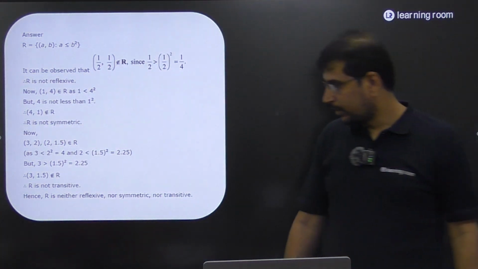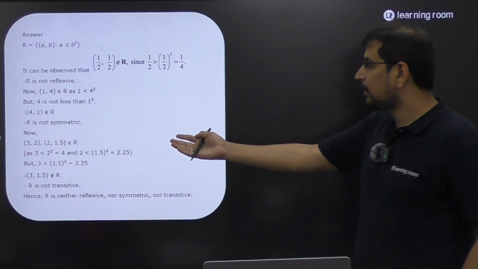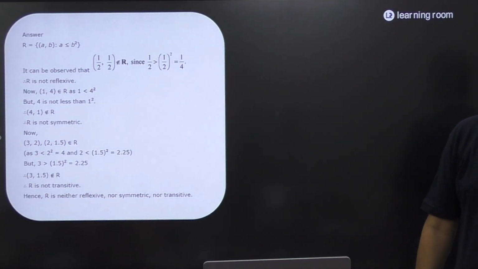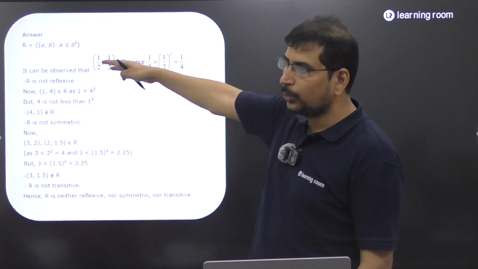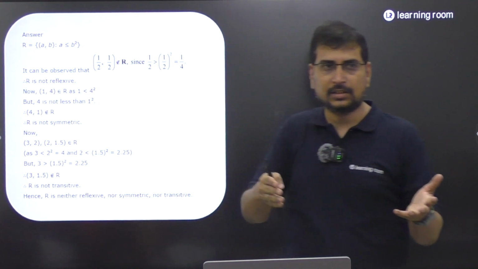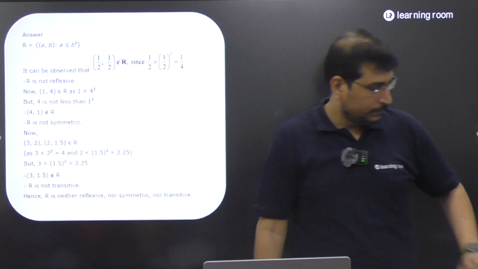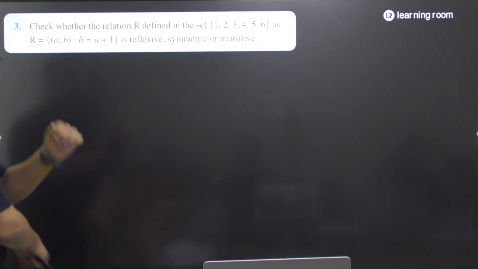What examples they have taken? See, they have taken some 3, 2, 2, 1.5. So for this problem, as I told you, it is not necessary. You always need to go with general values. If you get stuck, take numbers. Okay. What about this one?